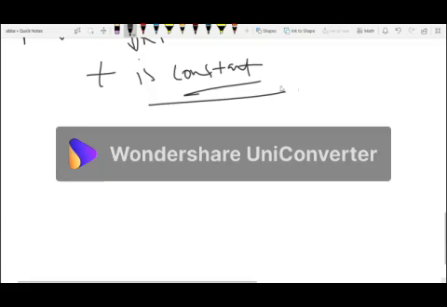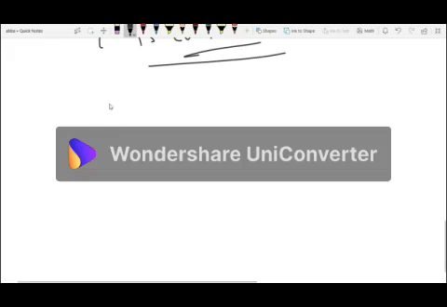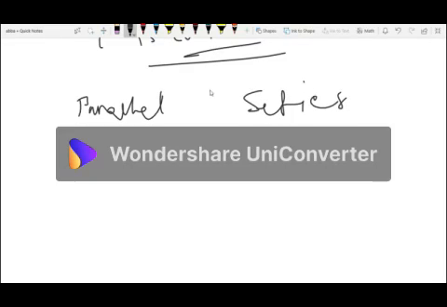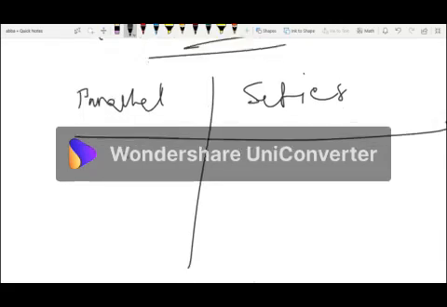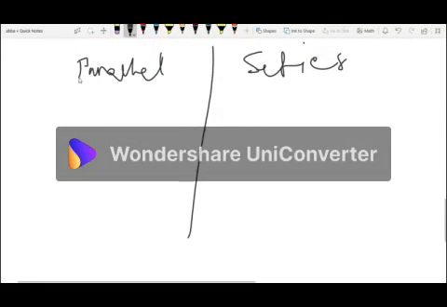So in circuits we have connections, right? These connections are either parallel or they are in series. So now, what are series connectors? What are parallel connectors? We can try to draw an example of a parallel connection and a series connection, right?